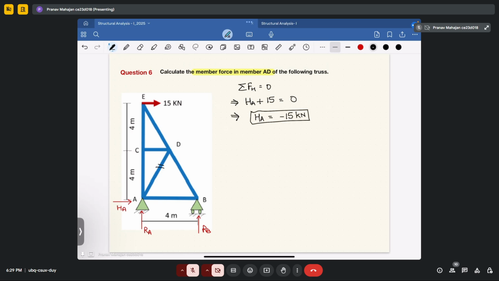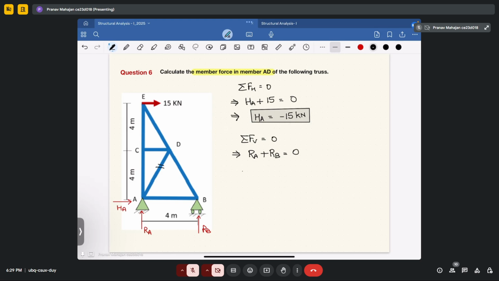Okay, so from first equilibrium equation, we got to know that horizontal force at A joint is equal to 15 kilonewton in magnitude. Now apply second equilibrium equation. Summation of force in vertical direction equal to 0. So what you will get? RA plus RB. In this case, there is no vertical load, so that will be equal to 0. So now we have two unknowns, that is RA and RB.